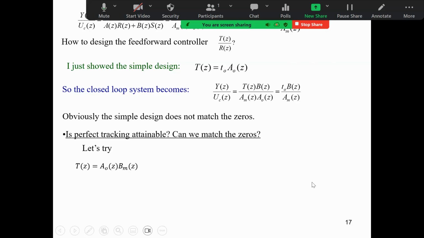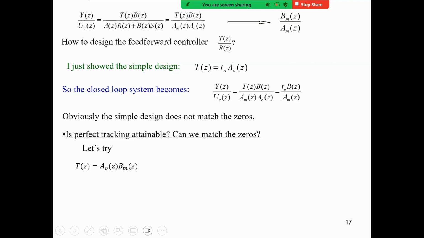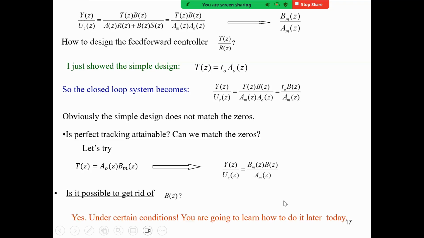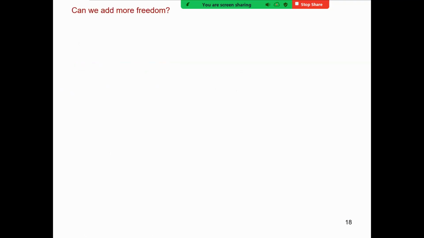Let's say I want to match BM. Then I can put TZ as A O times BM. Then there is a BM over AM, but B is there. The question becomes, can we get rid of B? You think about that, and you're going to learn that later today. That will be a question mark. And the last point is, can we add more freedom?